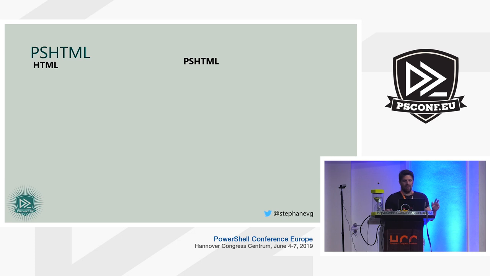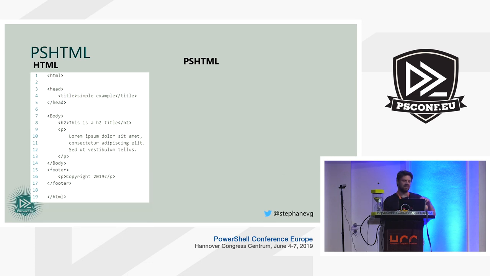To understand PSHTML, let's first understand what an HTML document is. Here on the left side, we have an HTML structure. It's actually nodes. We have an HTML node, a head, and in the head we have the title, and in there we have some text. A simple example is written here. Then we have a body. In the body we have an H2, a paragraph with some lorem ipsum, etc.